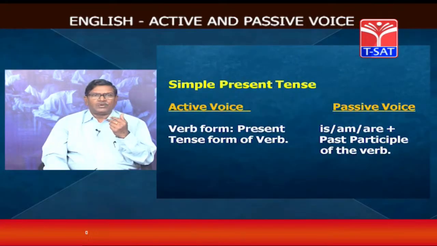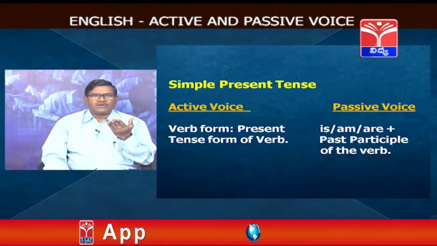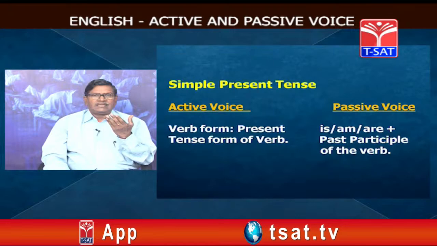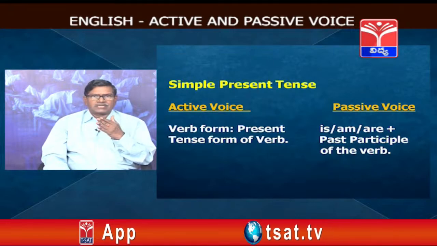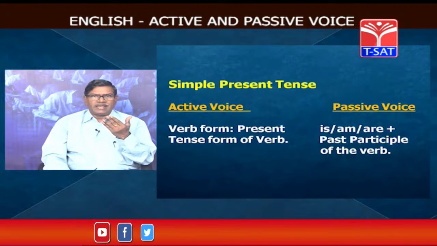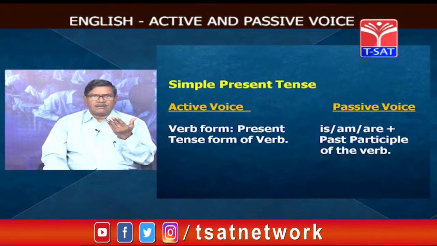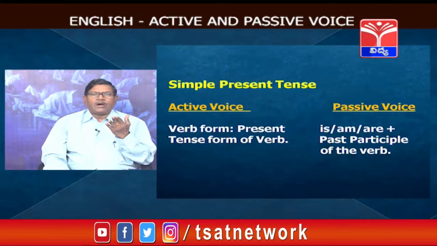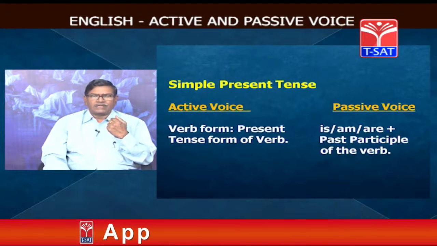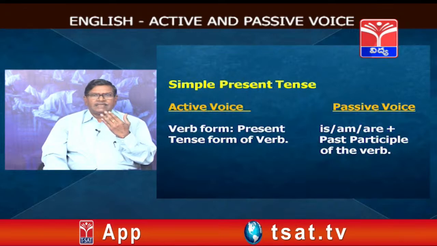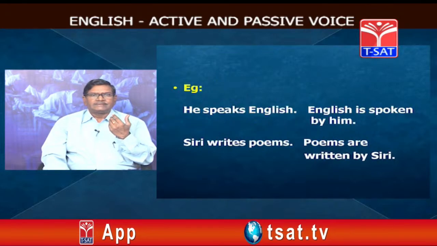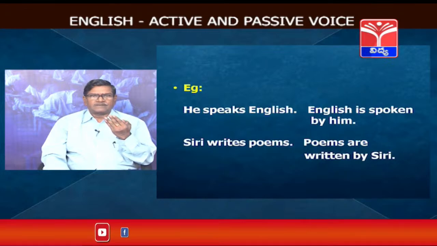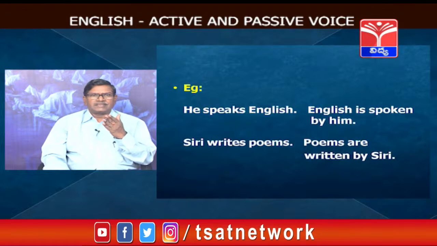Now, let us have the active and passive voice verb forms tense-wise. Verb form, active voice: present tense form of the verb, and it becomes the past participle of the verb preceded by either is, am, or are. Example, he speaks English. English is spoken by him. He speaks English. This is simple present tense.